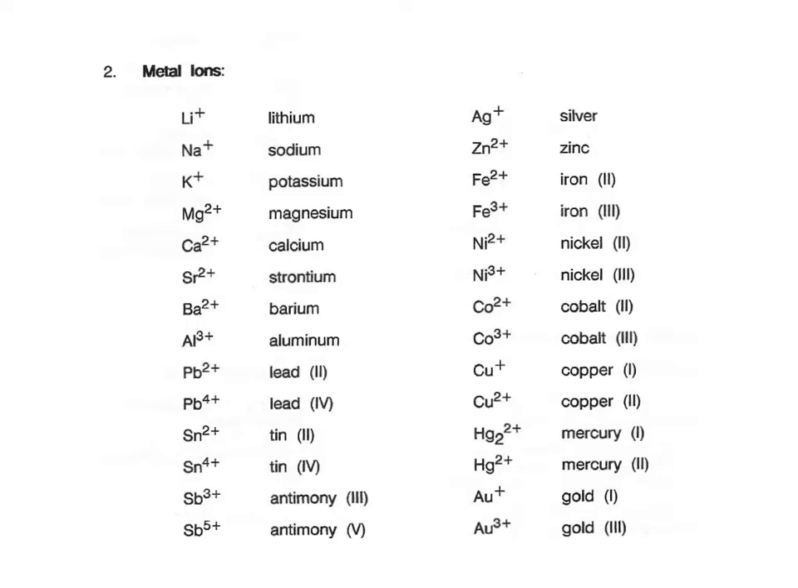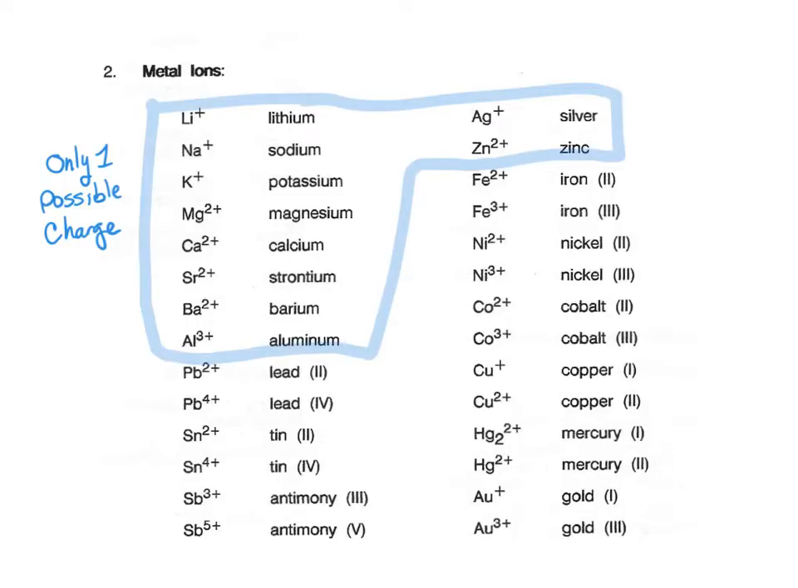Now let's look at the metal ions, the monoatomic metal ions. What we're going to see here is that there are 2 types in general. We have lithium, sodium, potassium, magnesium, calcium, strontium, barium, aluminum, silver, and zinc. Now all of those have only 1 charge, so I don't say anything different in their name. They just use their common name. Because we know what the charge should be, we don't have to tell you the actual charge.